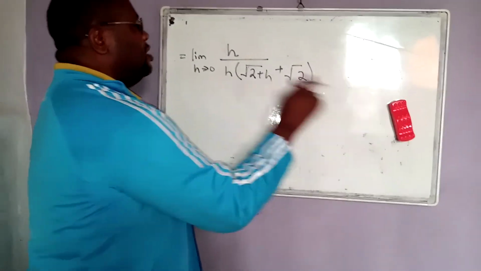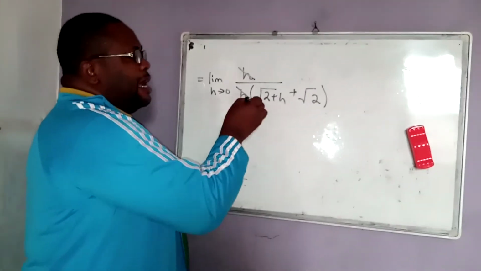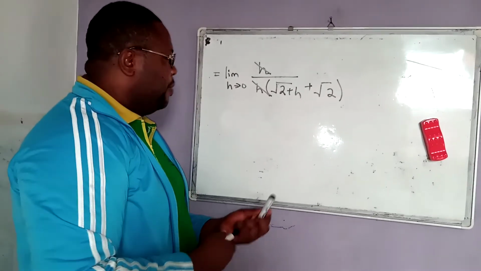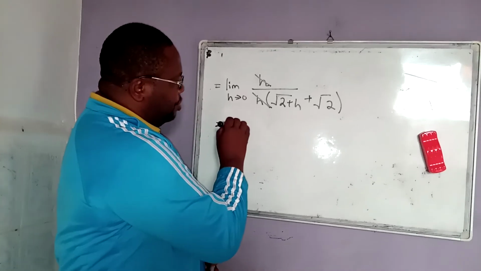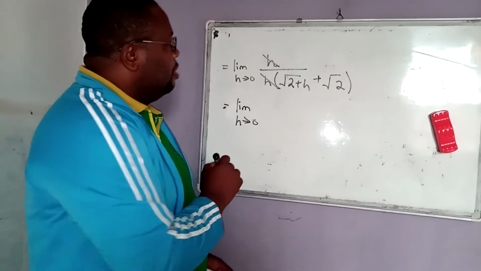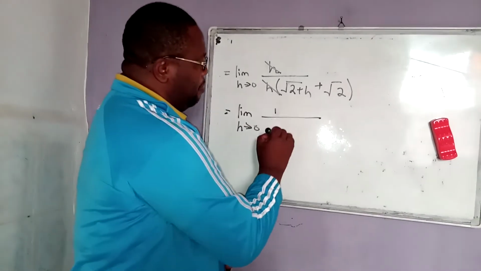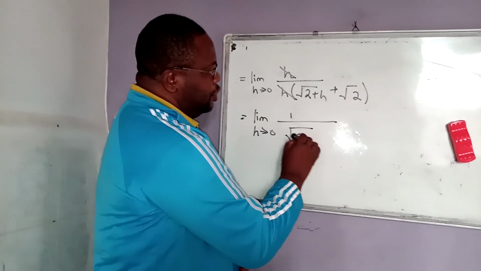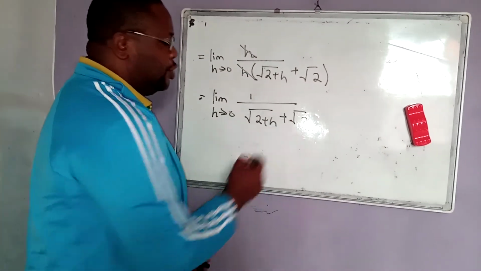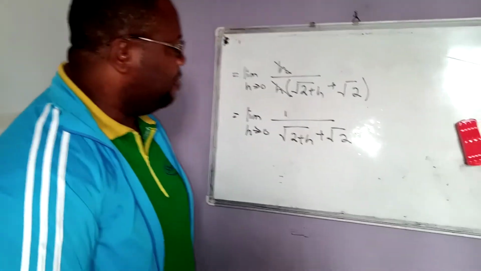Okay, beautiful. Now notice something. h would strike out h. If h cancels h, what do we now have? This becomes equal to the limit as h tends towards 0 of 1 divided by square root of 2 plus h plus square root of 2. We can now set in our limiting value.